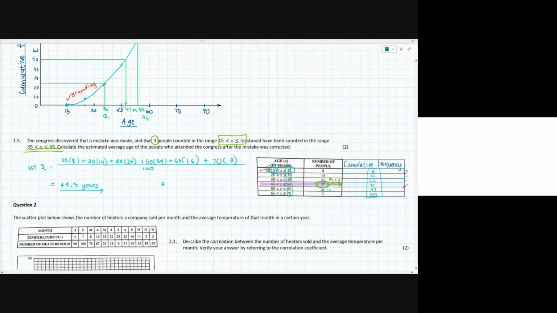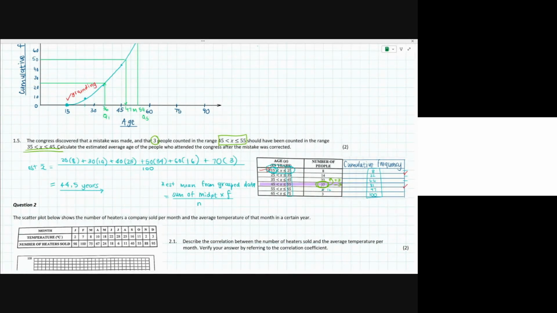All right, so I'm just going to put this here: estimated mean from group data is found by taking the sum of midpoint times frequency divided by your total number of values. Okay, you have to know that. That is just something you have to know.